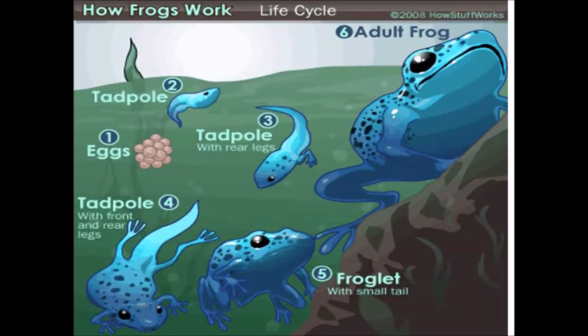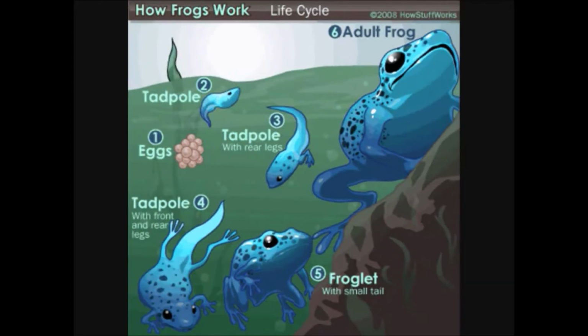How frogs work in their life cycle: if you see, the first stage is eggs, where it is in the frog spawn. Then you go to tadpoles. Then you have tadpole again with the rear legs. Then you have tadpole with front and rear legs. Then you have froglet with small tail. Then it becomes adult frog. The whole life cycle takes 3 years.